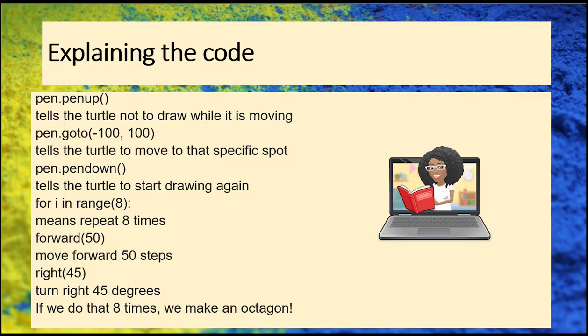Forward 50 means to move forward 50 steps. Right 45 is to turn right 45 degrees. If we do that 8 times, we make an octagon.